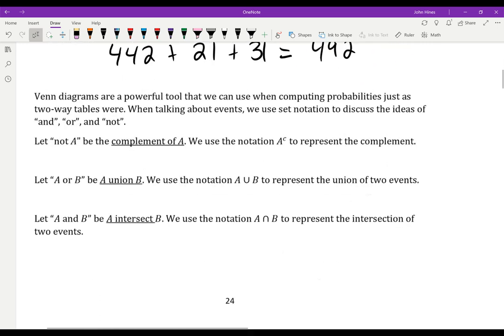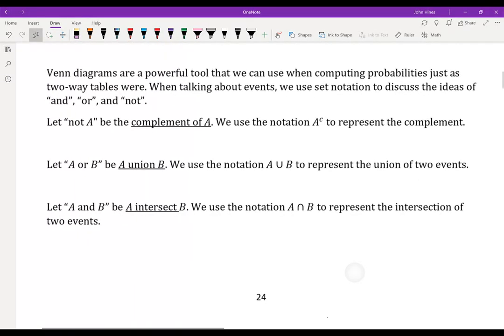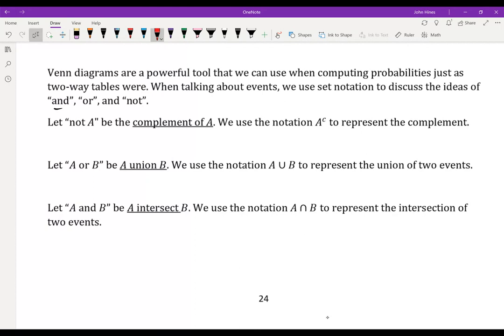So here's some vocab for us. We use set notation when we talk about these important words of and, not, or. So instead of writing out and, not, or, you're going to see me use these symbols. So when I say not A, what I really mean is the complement of A. And I use A with a little c as an exponent. So A with this c here means not A. The complement of A, don't be an A.